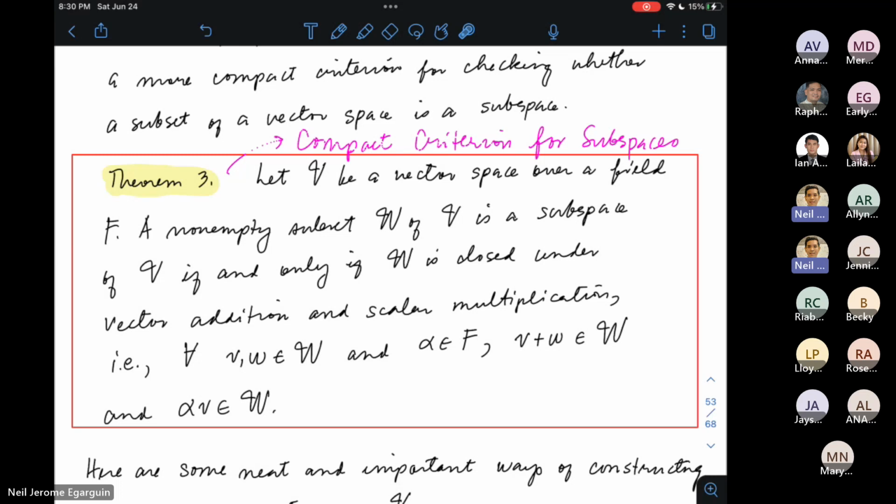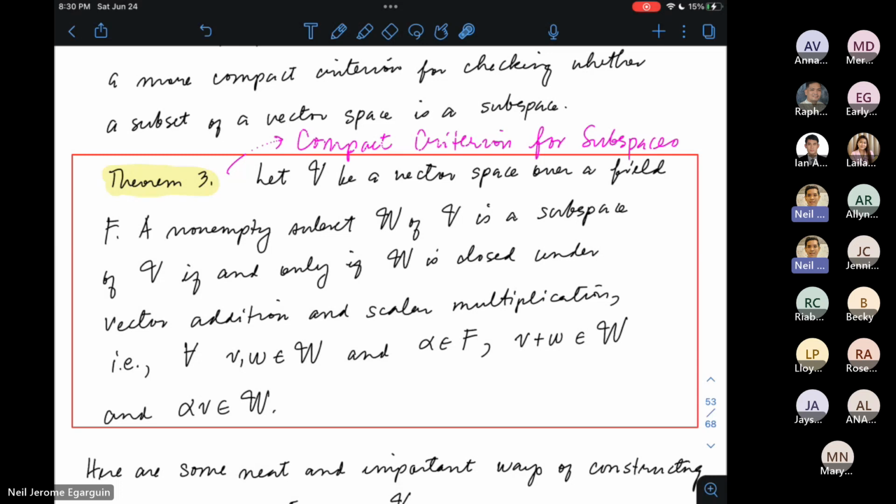But what theorem 3 requires, dapat meron kang vector space to begin with, tapos si W ay non-empty subset ni V. Tapos kailangan mo na lang ipakita closed si W under the vector addition and scalar multiplication. And if that's the case, no need to check all other properties. You get yourself a subspace. Okay?